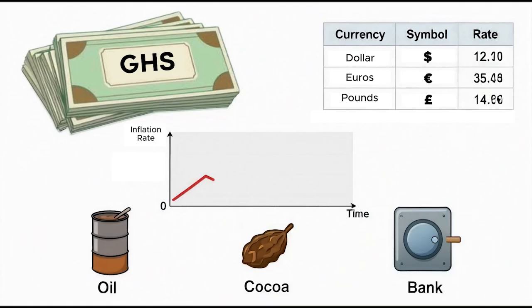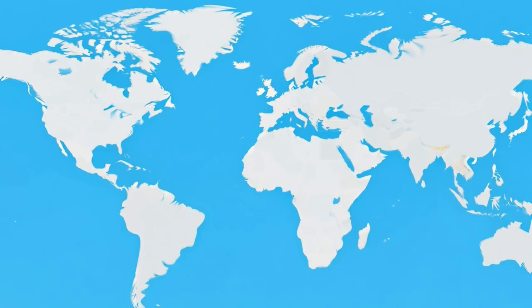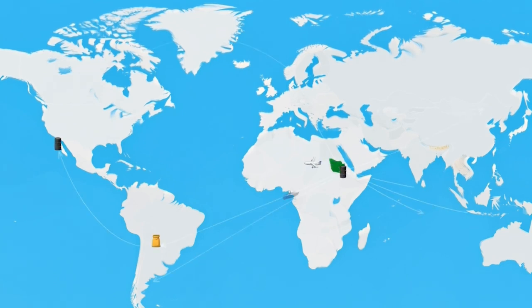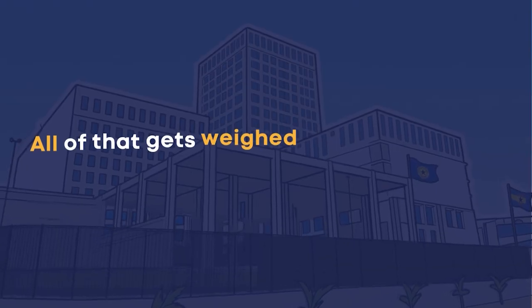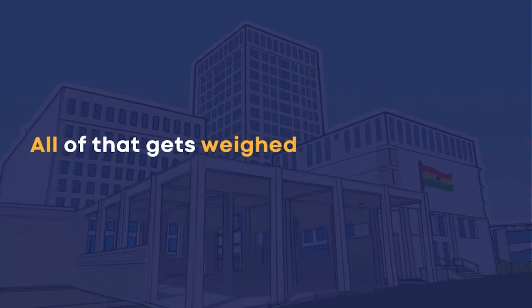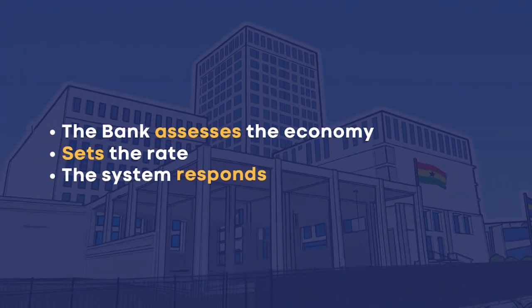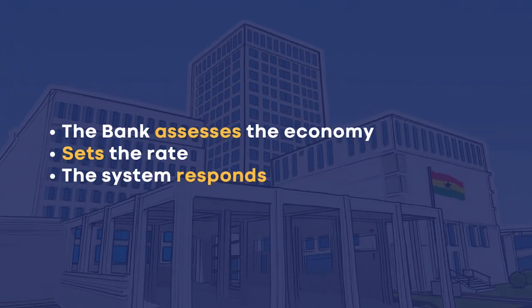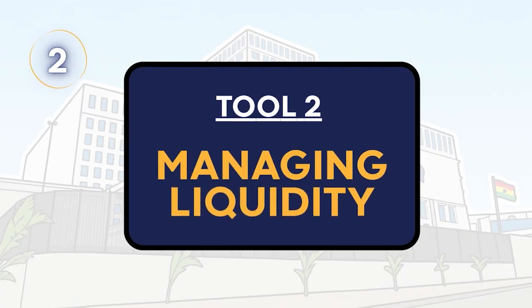It looks at the full picture: inflation trends, movement in the exchange rate, global commodity prices, credit conditions in the economy, and what is happening in the wider world, from shifts in major trading partners to geopolitical developments that could affect Ghana. All of that gets weighed, and then the bank sets the rate it believes will best keep the economy on track. The second tool is liquidity management.